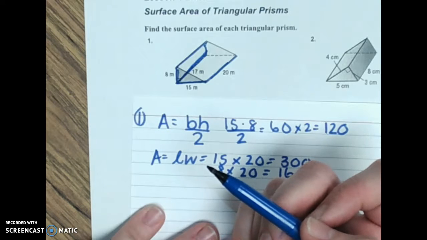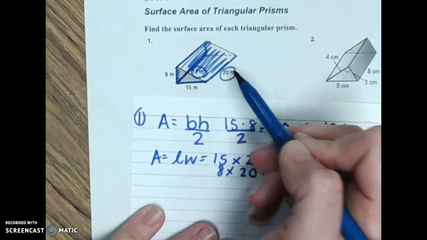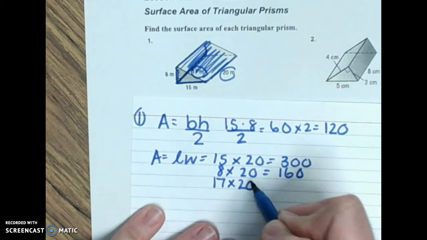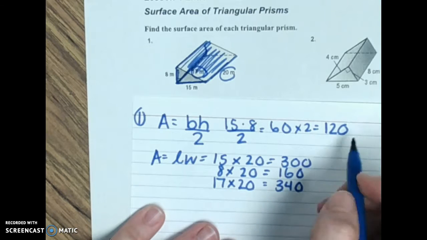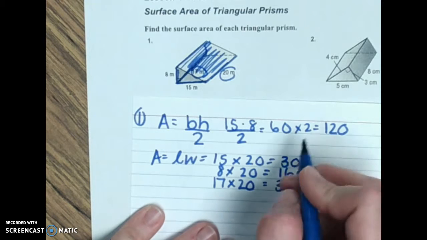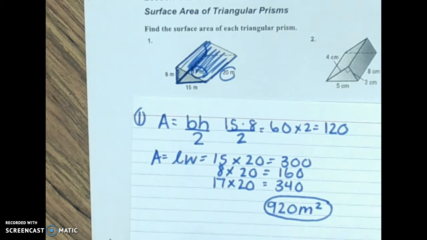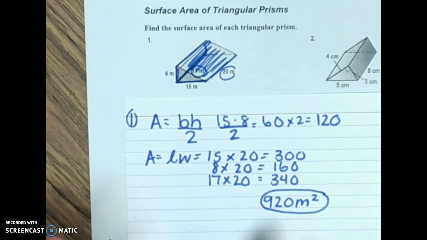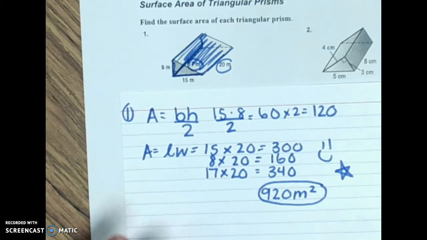And then the last one I am going to do is this diagonal one right here, so 17 by 20, and you get 340. Now I'm going to add all 4 of these numbers up. So I have 340 plus 160 plus 300 plus 120, and I'm going to get an answer of 920 meters squared. So at this time, look at your problem, see if you went wrong, and then correct it. If you didn't go wrong, put a smiley face or a star on your paper.